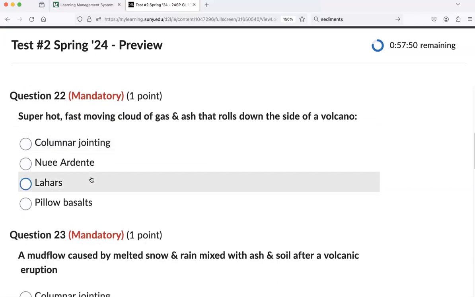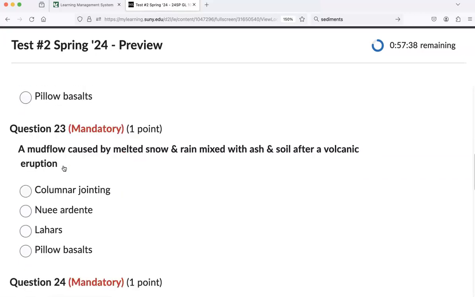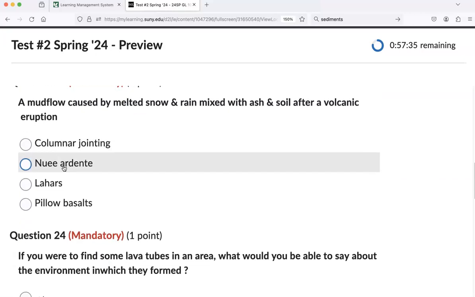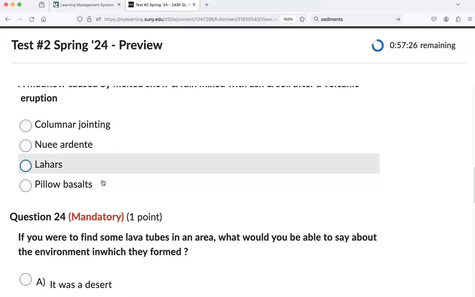Super hot, fast-moving cloud of gas and ash that rolls down the side of a volcano. I happen to be highlighting that one there. Nuée ardente. Mud flow. Volcanic mud flow. Somebody else, what do we got here? Lahars, good, thank you.